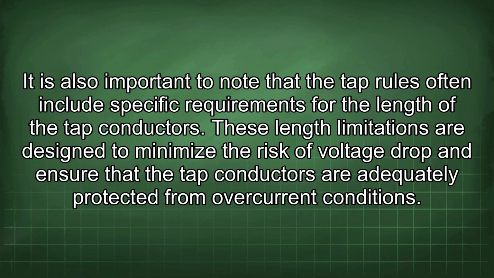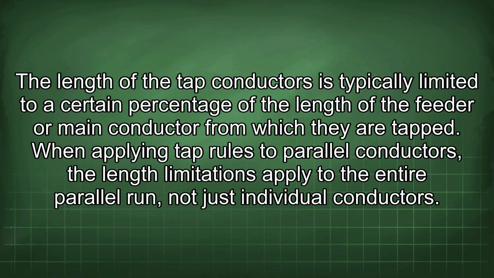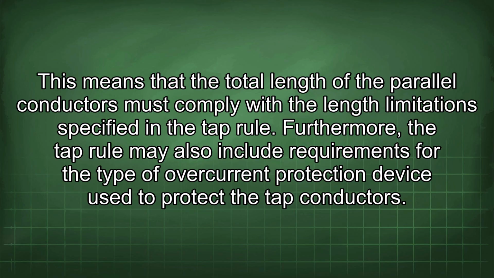It is also important to note that the tap rules often include specific requirements for the length of the tap conductors. These length limitations are designed to minimize the risk of voltage drop and ensure that the tap conductors are adequately protected from overcurrent conditions. The length of the tap conductors is typically limited to a certain percentage of the length of the feeder or main conductor from which they are tapped. When applying tap rules to parallel conductors, the length limitations apply to the entire parallel run, not just individual conductors. This means that the total length of the parallel conductors must comply with the length limitations specified in the tap rule.